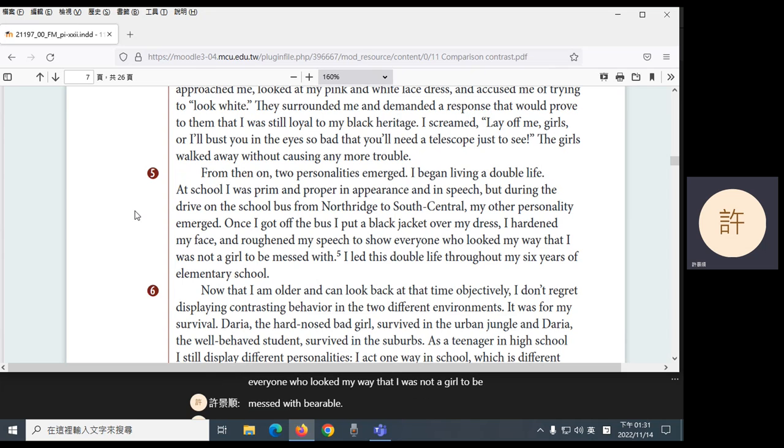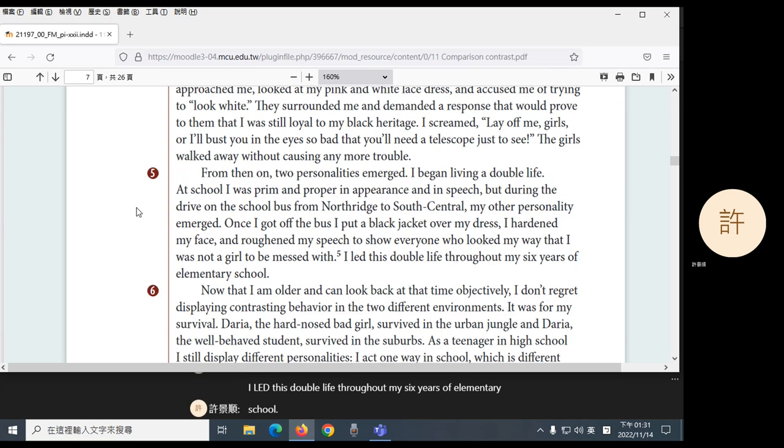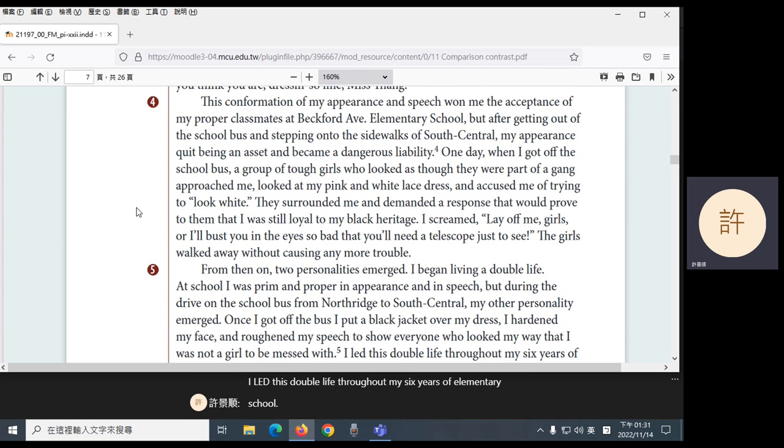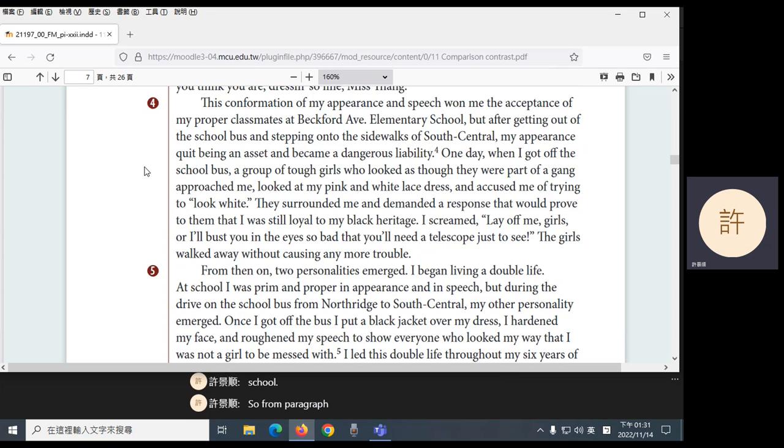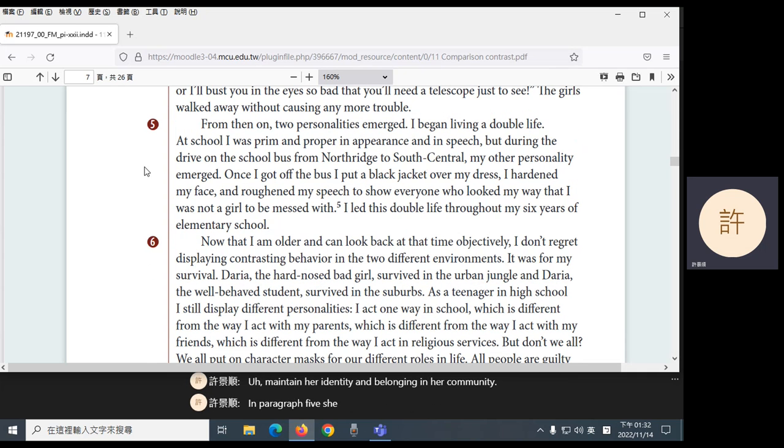I led this double life throughout my 6 years of elementary school. So from paragraph four to paragraph five, paragraph four, she is in danger, but she proves that she can still maintain her identity and belonging in her community. In paragraph five, she learns how to give that appearance in order to avoid danger.